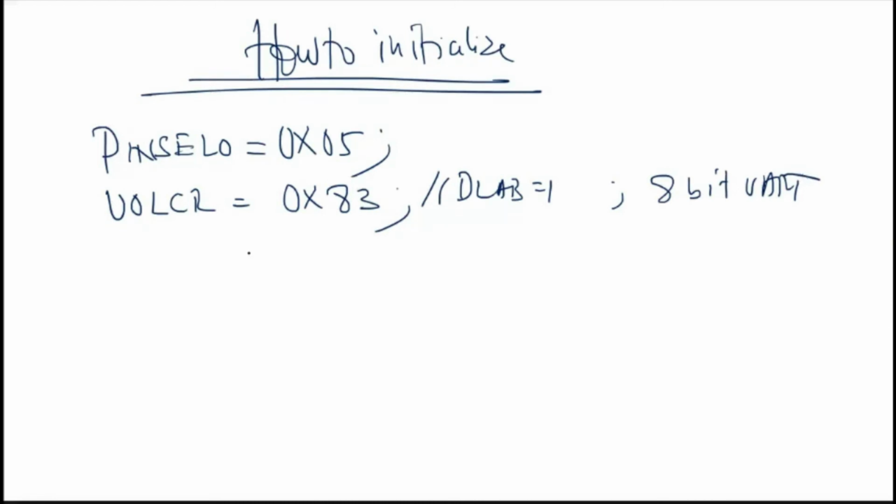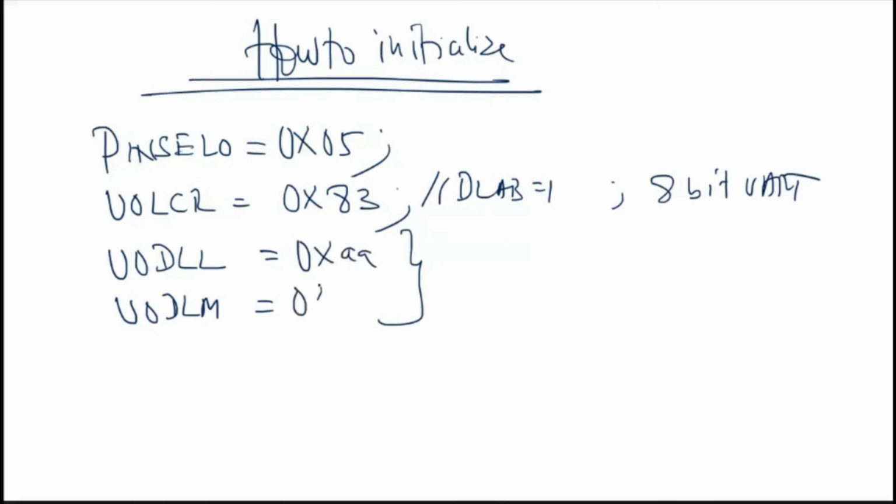Third thing, what do I do? I have to set the baud rate. How do I set the baud rate? I make the value of UART0 divisor latch LSB and UART0 divisor latch MSB with the suitable values: hexadecimal AA, hexadecimal BB for 9600 baud rate. Are you able to understand?